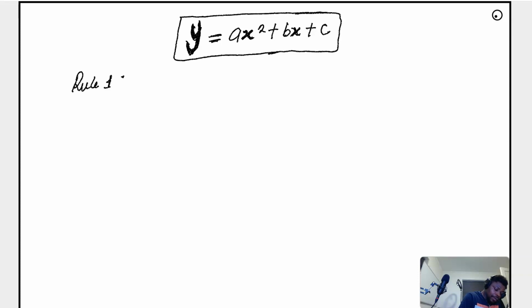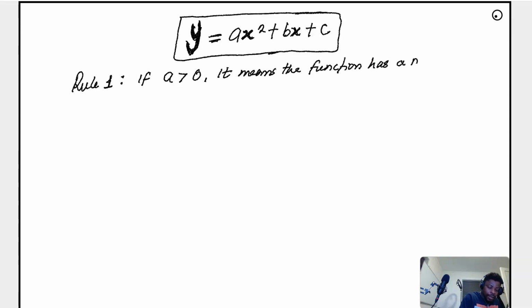Rule 1. If a is greater than 0, it means the function has a minimum value. So when a is greater than 0, you will have a minimum value for y. That is what it says here.